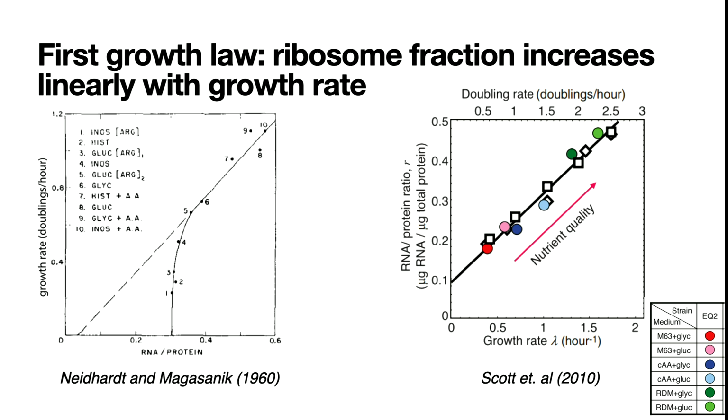You can call this a growth law, and this is sometimes referred to as the first growth law. It's something where you see clearly that there is a constraint in what a cell does, okay? And so whatever model you want to build to describe what a cell does, it has to reproduce this observation, okay?